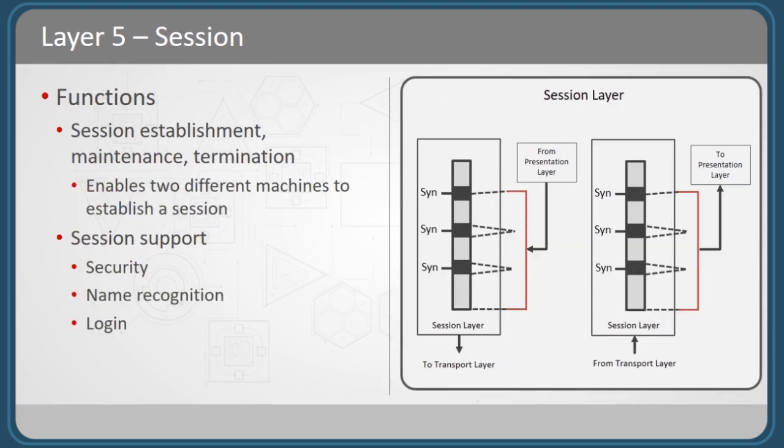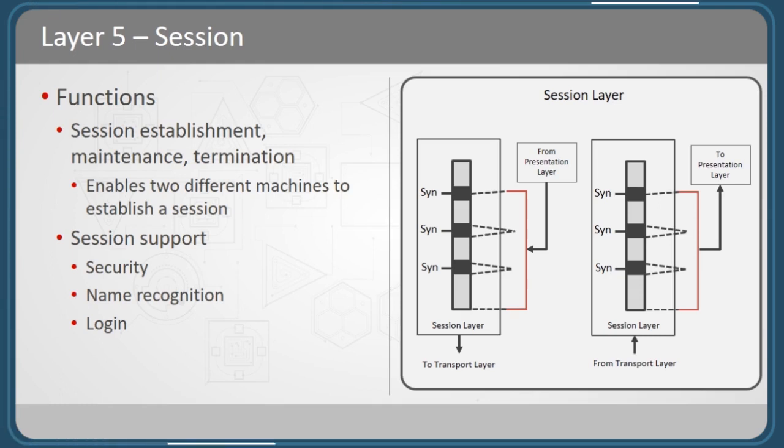So some other functions include the session establishment, the maintenance, and the termination, which again enables the two different machines to establish a session. And we see here session support, which implements security on the session, name recognition of the users and the machines, and things like logging in, so passing credentials back and forth. So those are just all examples of things that should be implemented with a connection. Some sort of negotiation should occur, and once it has all completed, everything should just be shut down. So we see more so just a lot of synchronizations happening back and forth here at the session layer.